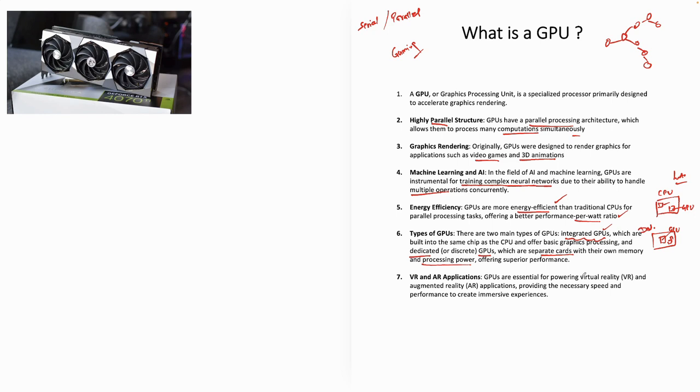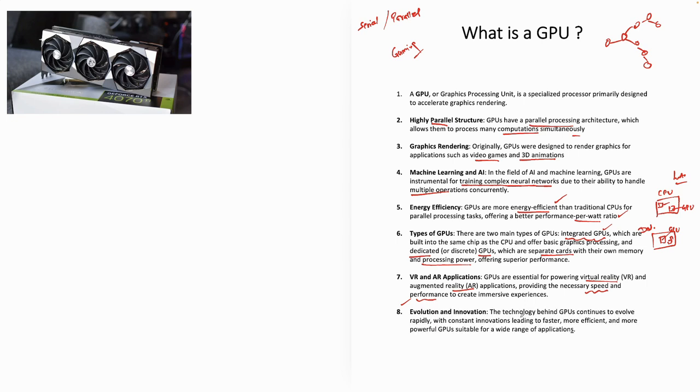Now, GPUs are essential for powering virtual reality, so a lot of the VR and augmented reality applications that you would have seen. Again, the thing is speed and performance, right, to create an immersive experience. So the main thing is parallelism. Wherever you see a large amount of data, a large amount of graphics that needs to be rendered, you will always see the presence of GPUs.